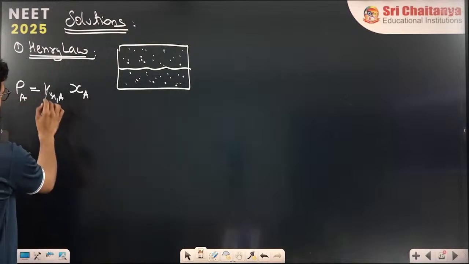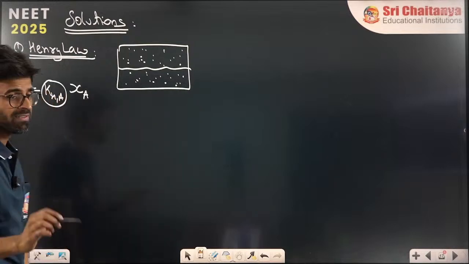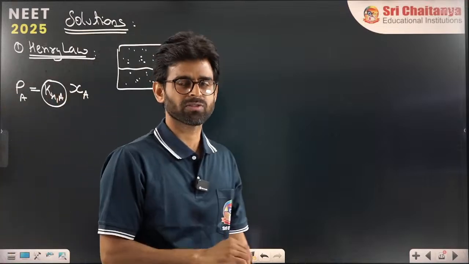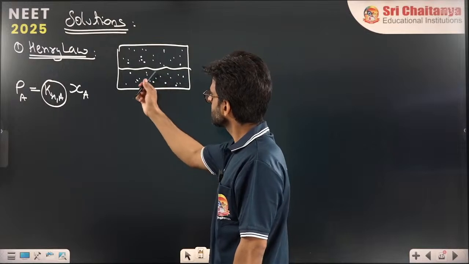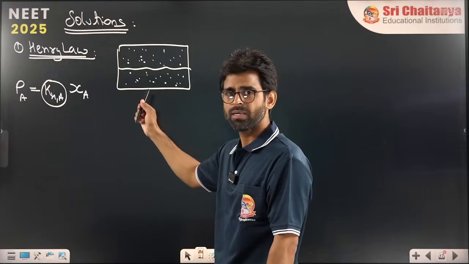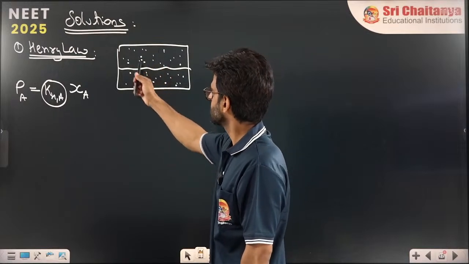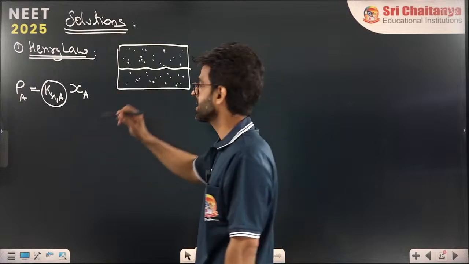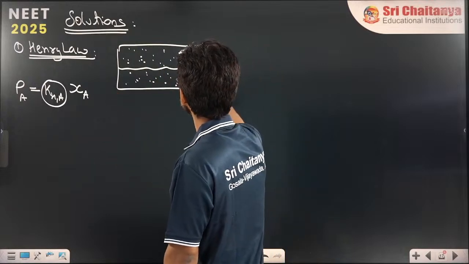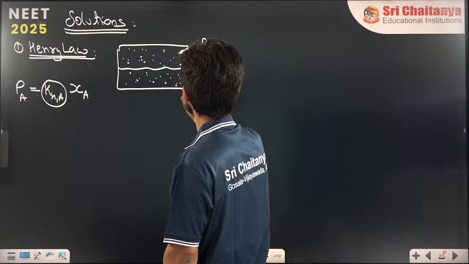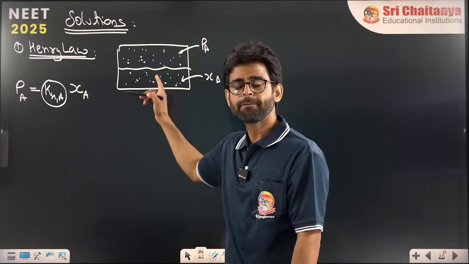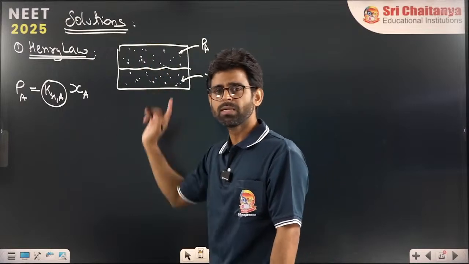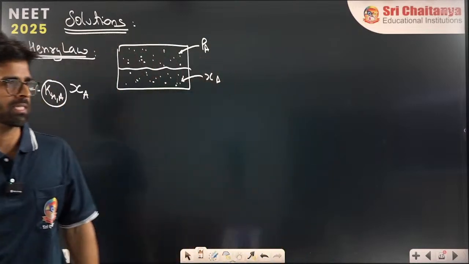And here what is it? Henry constant. And every year they are asking questions. Last year also they asked a question from here, from Henry's law. I'm saying once again, the more the solubility of gas in the solution, the higher will be the partial pressure of gas over this solution, right? If I'm saying this is PA, and here what is it? XA. More pressure, more solubility. More solubility means more pressure. Directly, indirectly, you can say the same thing, right?